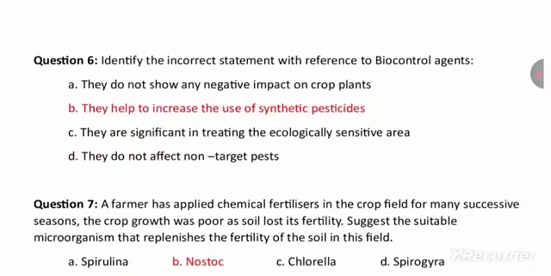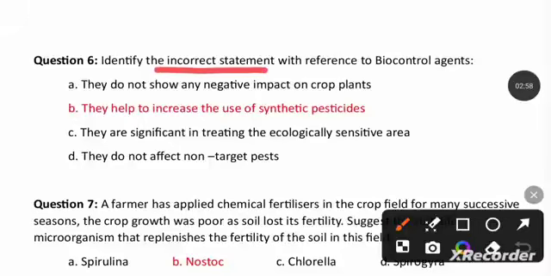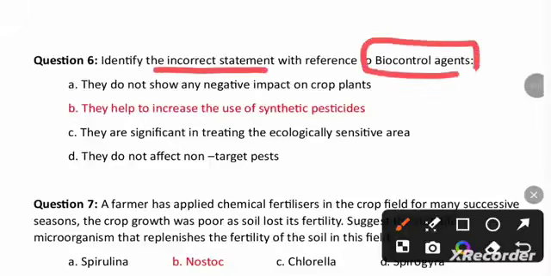In the next question, identify the incorrect statement with respect to biocontrol agents. A biocontrol agent is a biological method to control plant diseases. So the incorrect statement we need to identify. They do not show any negative impact on crop plants. This is the correct statement.